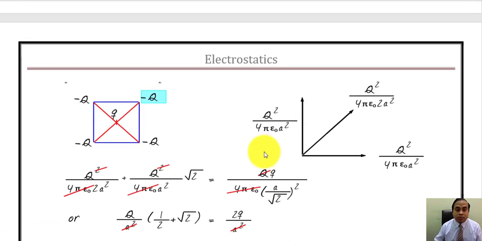Look, four charges, each of magnitude minus q, are here, and you are putting a test charge small q at the center. You want to bring the system into equilibrium, so the system should not experience any net force. Then what should be the magnitude of small q? Fine, let us start.